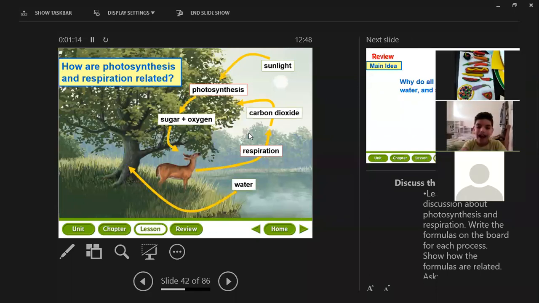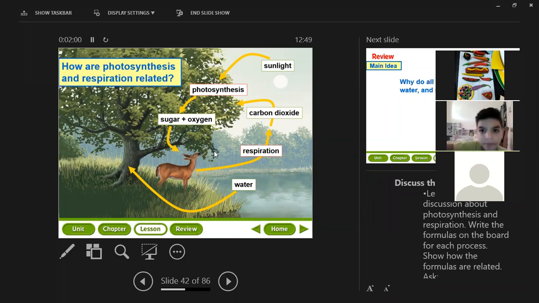Plants use the carbon dioxide and water to produce sugars and oxygen during photosynthesis. Okay? What happens during cellular respiration? Organisms use oxygen to break down sugar for energy.